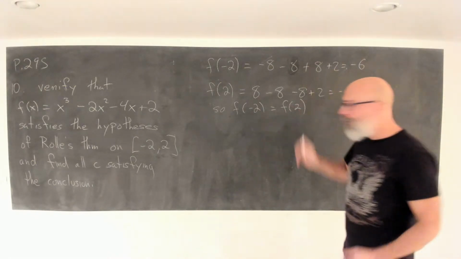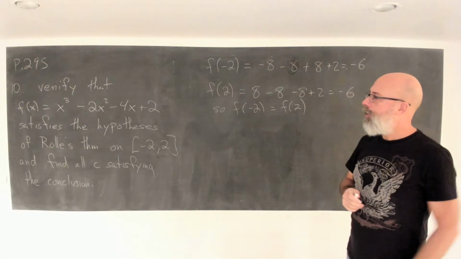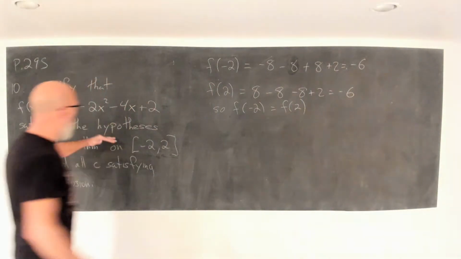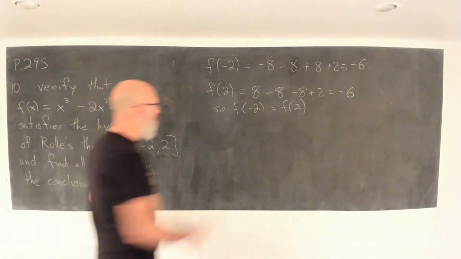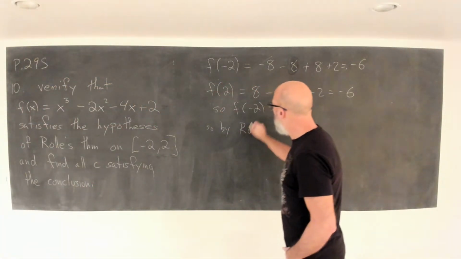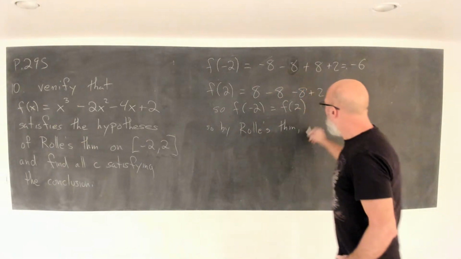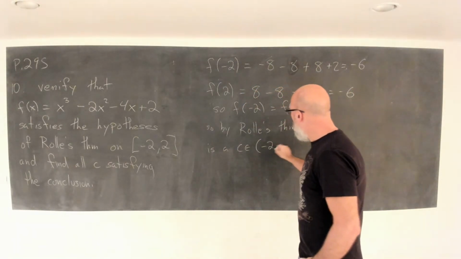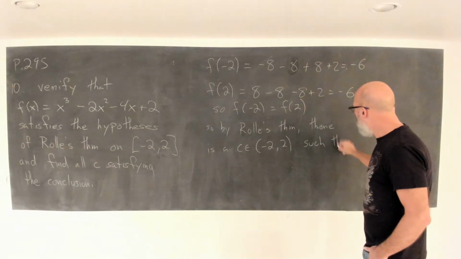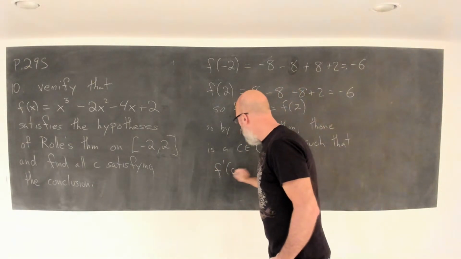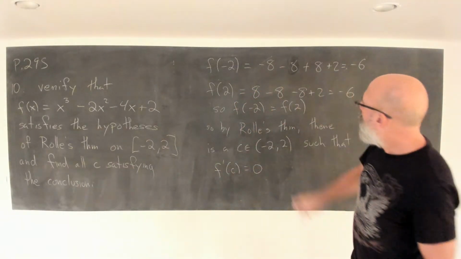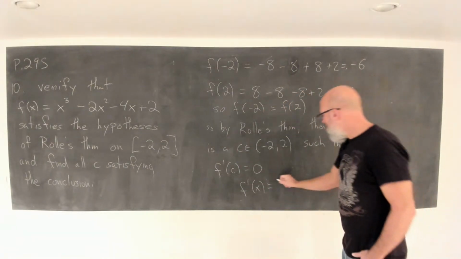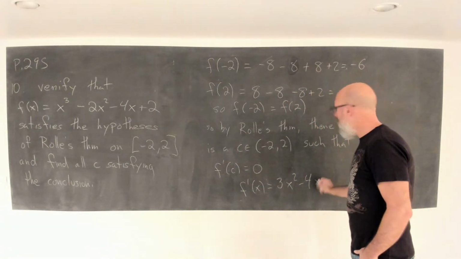So f of -2 is equal to f of 2, and now we are in a position to find the conclusion of Rolle's theorem. This function satisfies all the hypotheses of Rolle's theorem. So by Rolle's theorem, there exists a C in the open interval such that f prime of C is 0. What is f prime? F prime is 3x squared minus 4x minus 4.